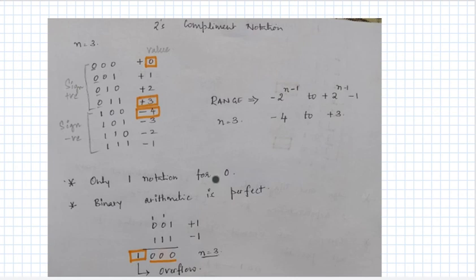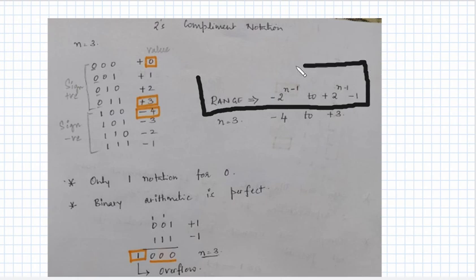So in most systems, any given number is stored in 2's complement form. And the range in general is minus 2 to the power of n minus 1 to plus 2 to the power of n minus 1, minus 1. This must be remembered, this is very important. The range of numbers in 2's complement form must be remembered.